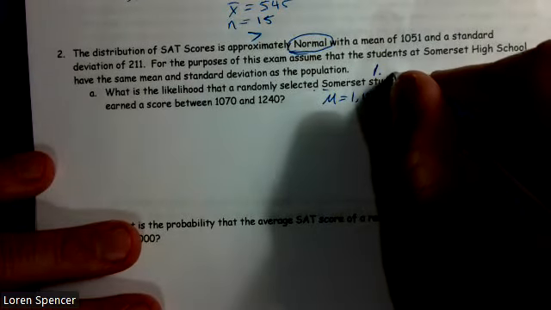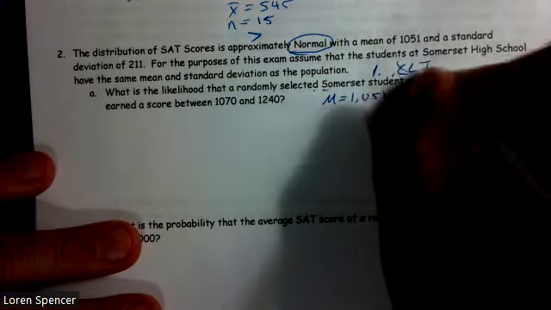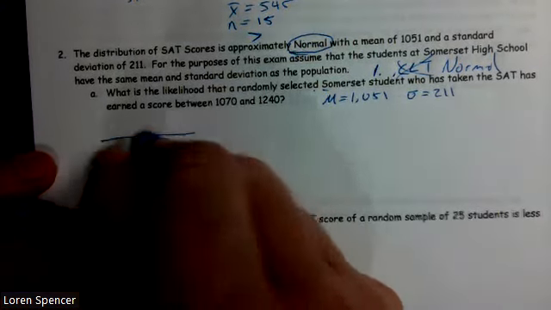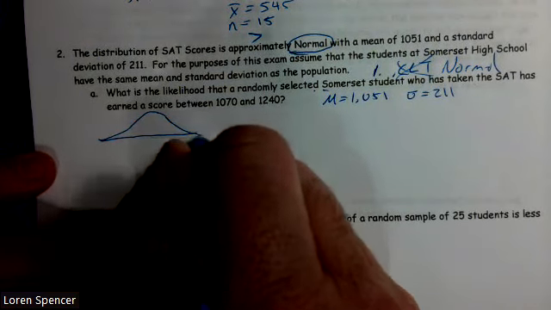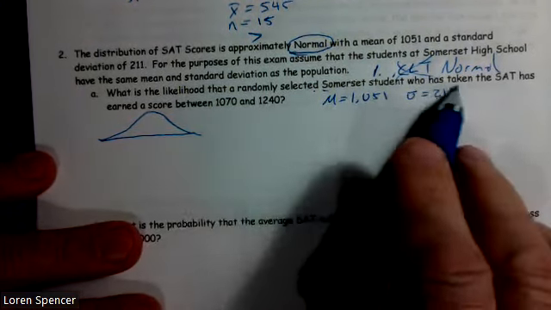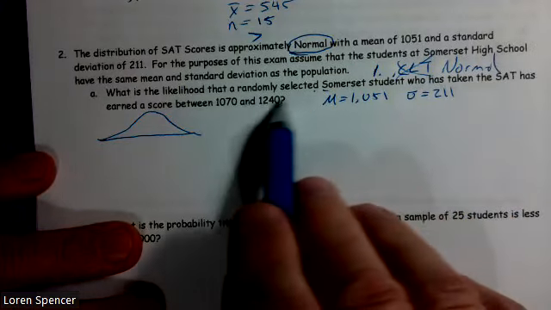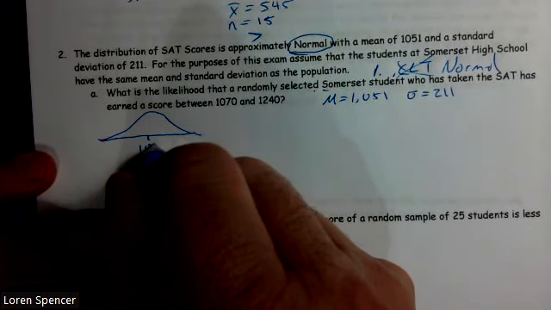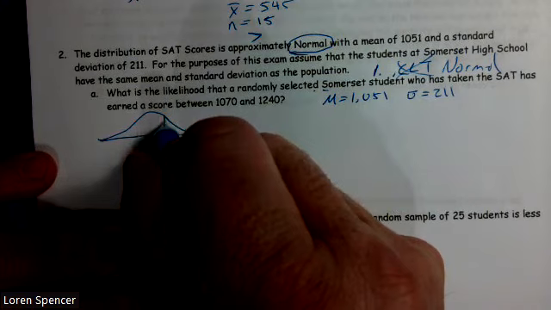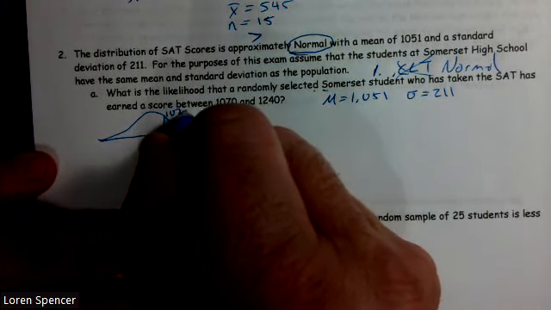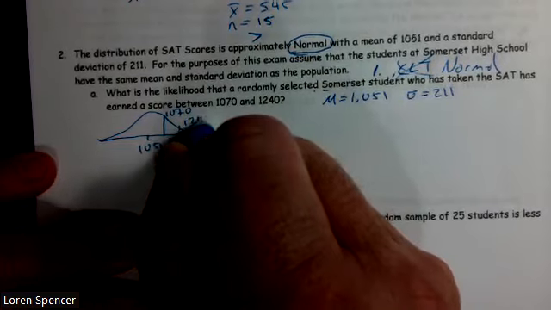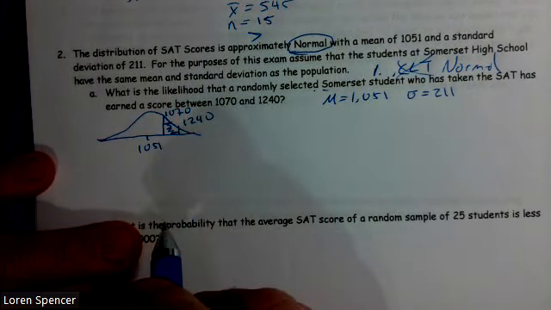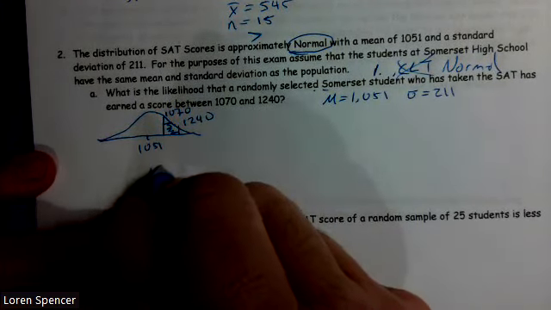So in this case, we're not using CLT. We're just using a normal distribution. They told us the distribution was normal, so I can use the normal. So we have the mean of 1051, and we want to know what the probability is between 1070 and 1240. So we're shading here. This is going to be a normal CDF.